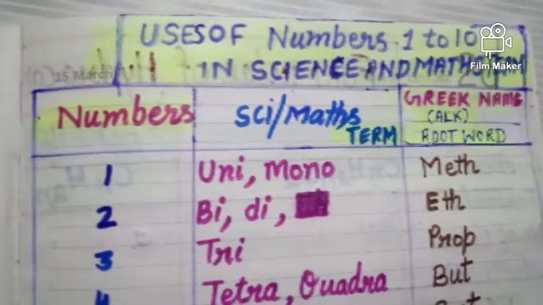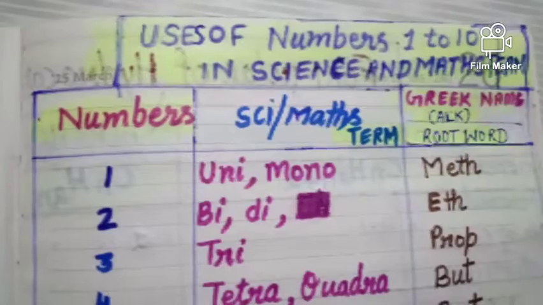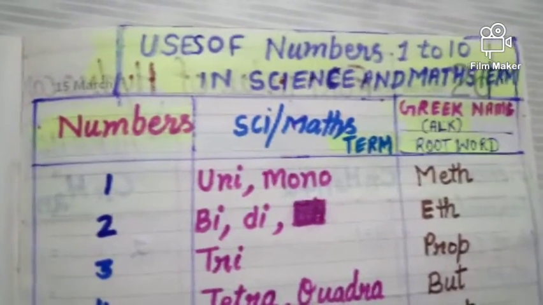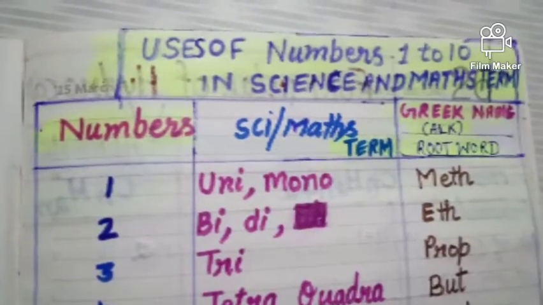Today I will tell you about the uses of numbers 1 to 10 in science and maths terms, which are very helpful for understanding the terms.